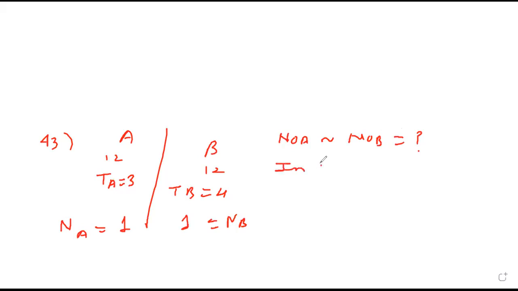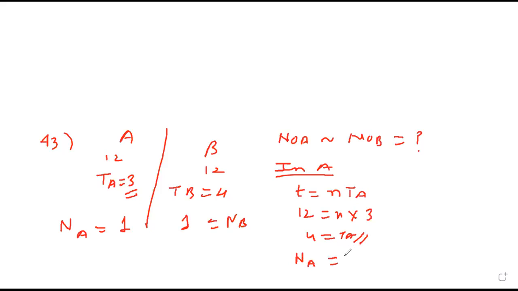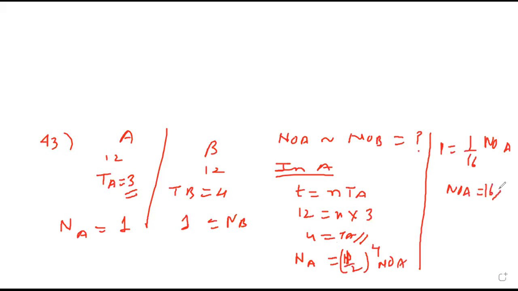So can I say, if I take n times t1 of A, then in 12 years there are 4 half-lives or not? 3 into 4 is 12, so it has 4 half-lives in 12 years. So the number of atoms of A at any instant is half raised to 4 times N0. NA is 1 today. So 1/16th of N0 A. That means N0 A is 16, 12 years before.